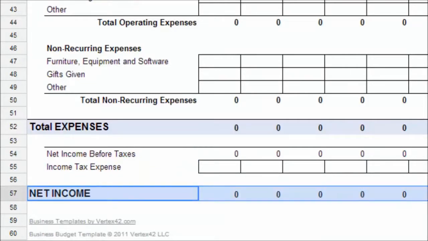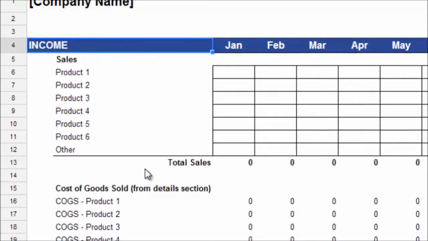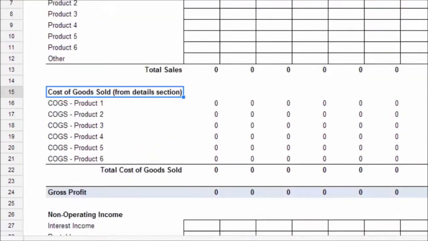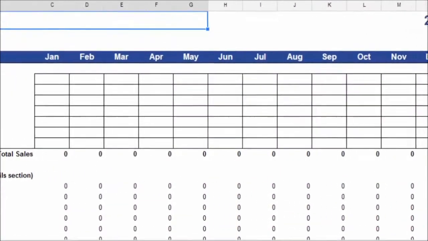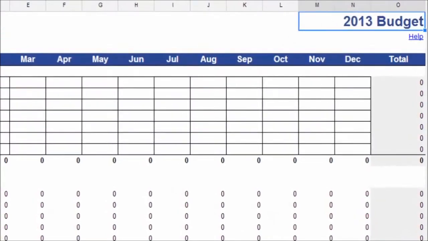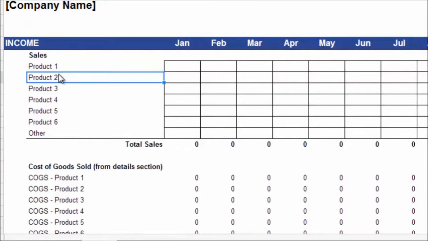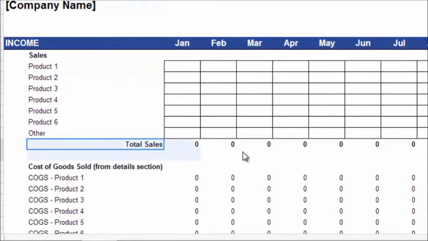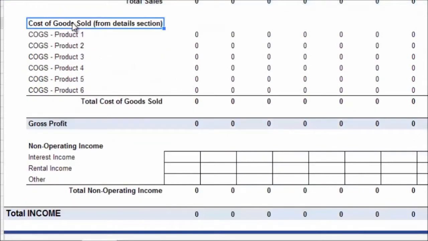Let's move on to the template for goods. Similar to template for services, you will have income and expenses. The only difference between these two templates is cost of goods sold, which is shown here. Company name, year. You insert your sales for product 1, product 2, and so on. The total of the sales will be in this row. Next will be cost of goods sold.